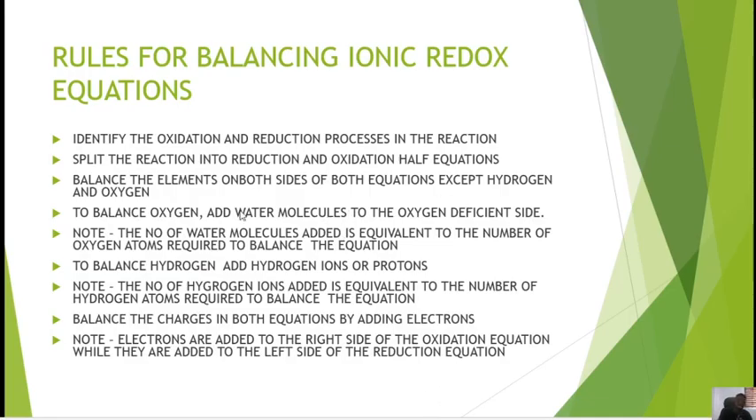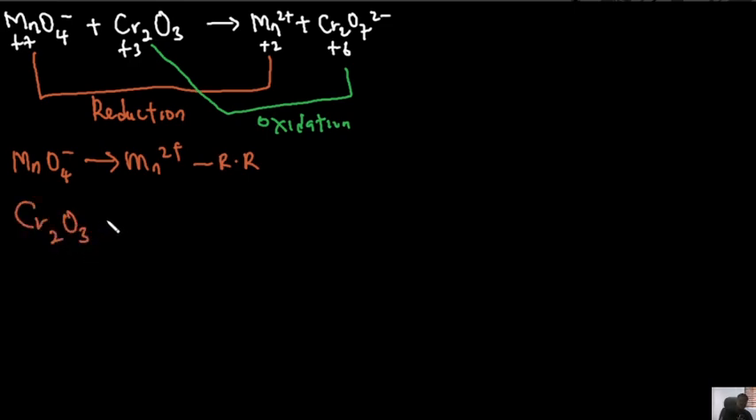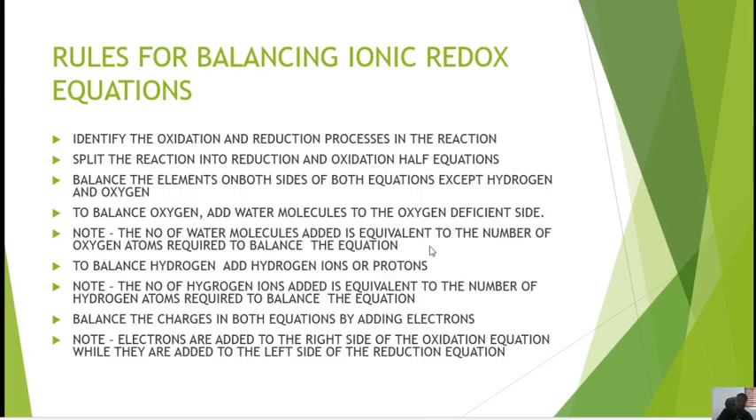The next rule says we should split the reaction into reduction and oxidation half equations. So let's split that particular reaction. How do we split them? By just separating them into two. For the reduction, it would be MnO4- reacting to give Mn2 plus. That is the reduction reaction or half equation. While the oxidation will be Cr2O3 reacting to give Cr2O7 2-. So that's basically it. And this is the oxidation reaction. Now, having said this, we go back to our rule.